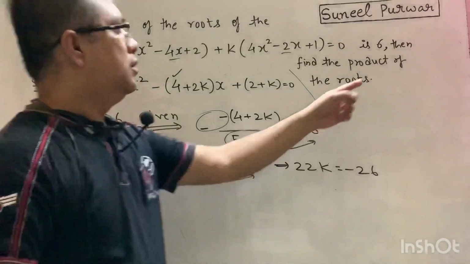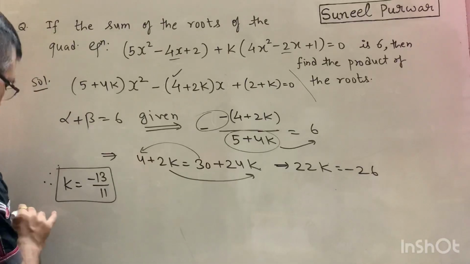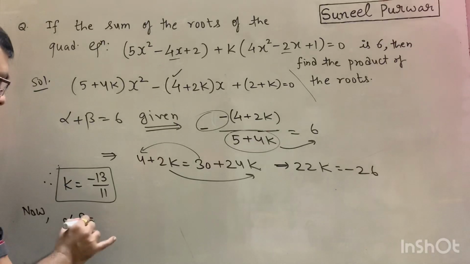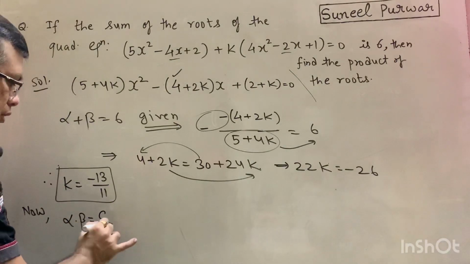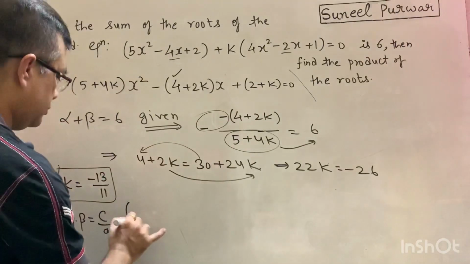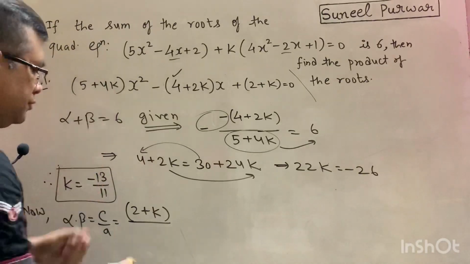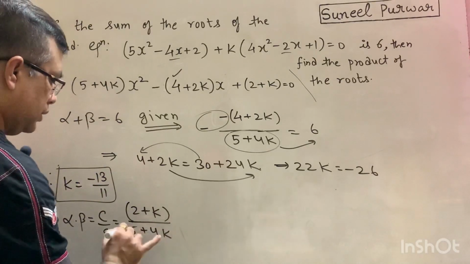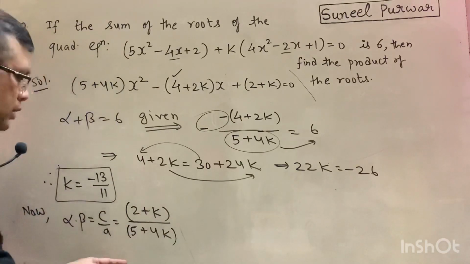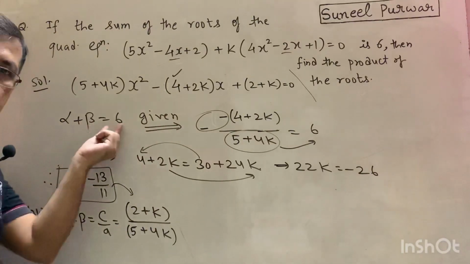Now what we have to find? Product of the roots. So product of the roots formula: alpha into beta, product of the roots, c by a is the formula. So as per this formula, what will you write? Constant term 2 plus k divided by the leading coefficient, which is 5 plus 4k. So this is the value for what? Product of the roots. Now you have already got the value of k from the given condition, sum of the roots equal to 6.